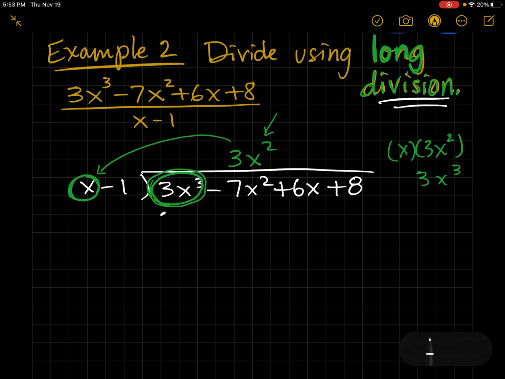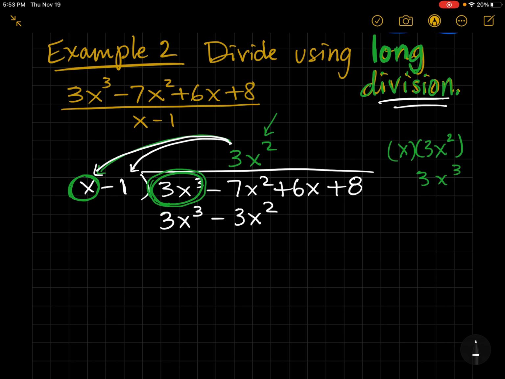Let me change back to white. And I get 3x cubed. But also, you have to distribute. So you're going to multiply to both terms. That's where the -1 comes in. We weren't ignoring it. And we get 3x squared.